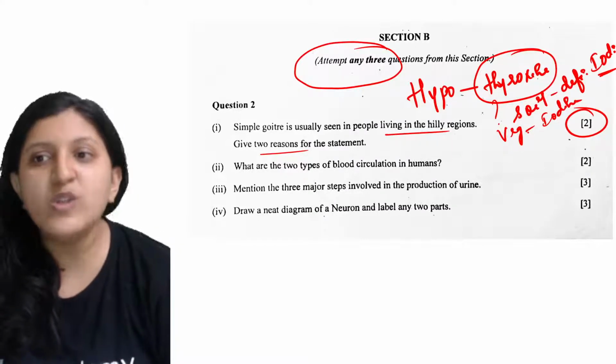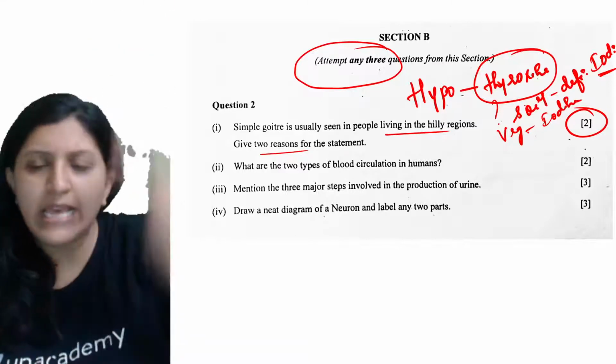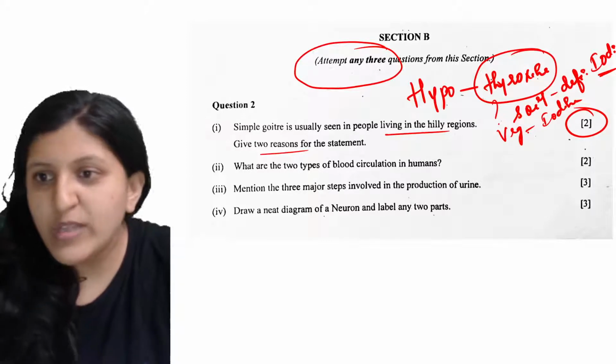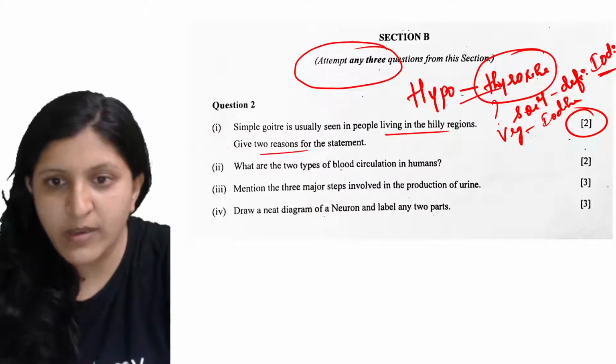If iodine is not there in the soil, because it is a hilly area, then less iodine will be there, so they can go for iodized salt. So these are the two reasons that you can mention.